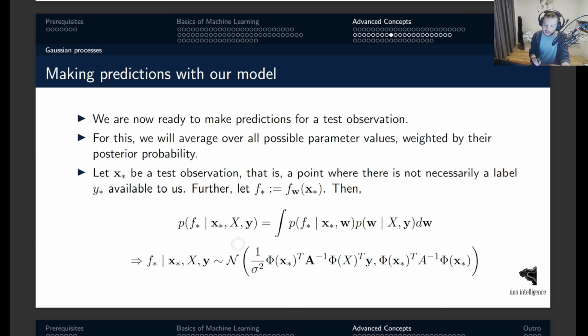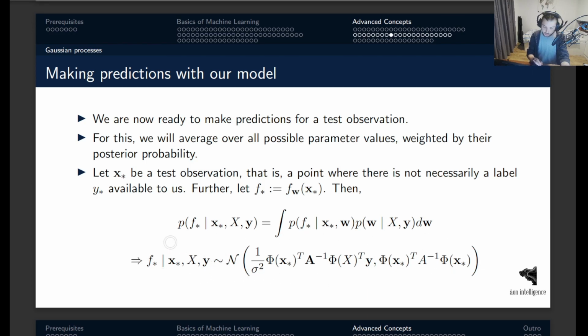Then we have that this density, the density of our prediction given the test observation, the dataset that we have available for training, and the true label y, is equal to the integral where we average over all possible parameter values w, weighted by their posterior probabilities. So this is the bit that we dealt with on the previous slide, and we found that this was a multivariate Gaussian. This bit here is also a Gaussian: the prediction given the test input and the parameter vector w. And if you solve this expression, the product of two Gaussian densities, you can combine the individual arguments of these Gaussians into one big argument of a single Gaussian, and then you end up with this expression.